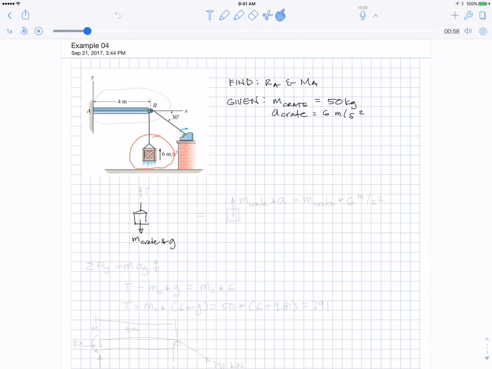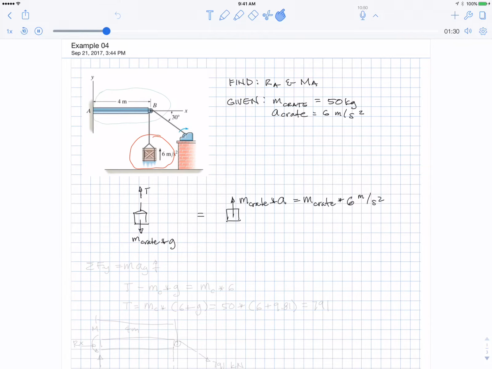And then there is the tension that I cut through, all the forces you cut through. So I'm going to just say T for tension. And that equals, on the other side, you do mass times acceleration. And in this case, they tell you what the acceleration is. So it's kind of nice. It's the mass of the crate times A, which is the mass of the crate times 6 meters per second squared.